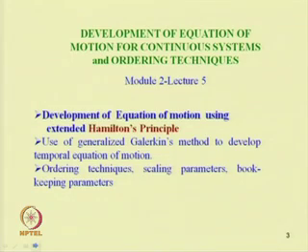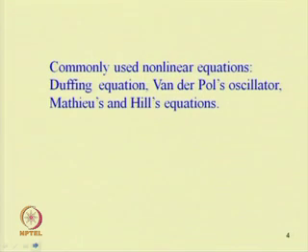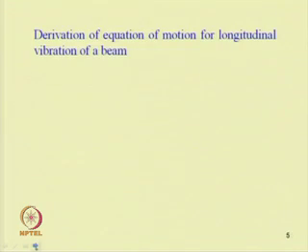In the last class we developed the equation of motion of the continuous system using Newton's second law or D'Alembert principle. Today we are going to derive the equation of motion using the extended Hamilton principle. Let us take a simple example of a linear system before going to the nonlinear system.